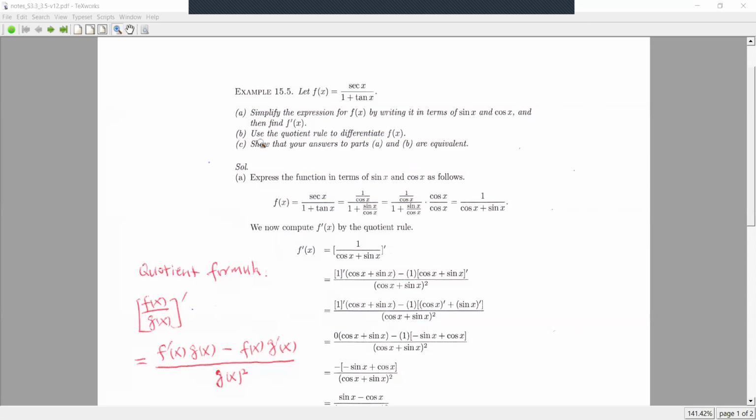Part B, use the quotient rule to differentiate the function f. Part B means don't simplify this function. Directly apply the quotient rule to compute the derivative. Part C, show that your answers to part A and part B are equivalent. That means that the answers in part A and part B are the same answer.